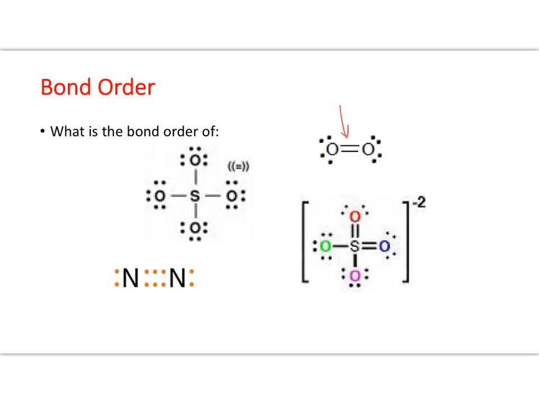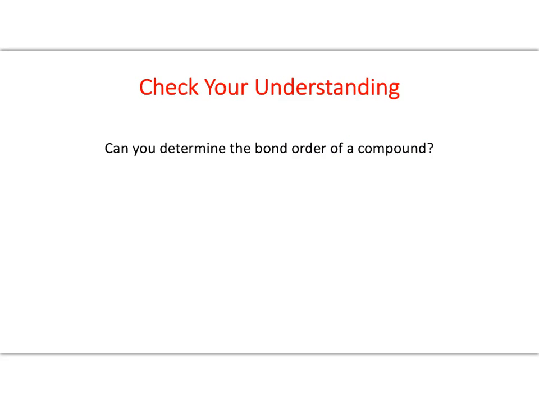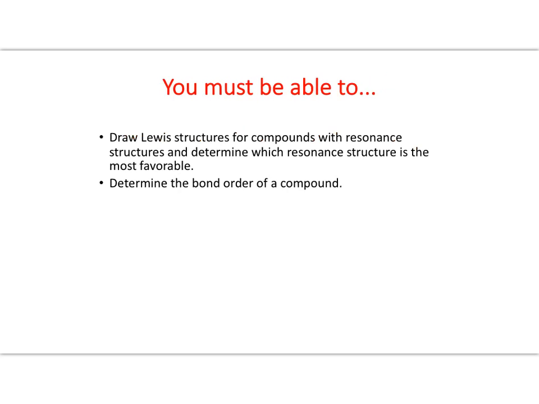So for here, the bond order is 2. For here, 2, 2. 1, 1, 3, 1, 1, 1, 1. Like, it's real exciting. Can you count lines? Yes, you can. So I hope this gave you an overview of resonance and formal charge, and then also determining bond order. That is all.